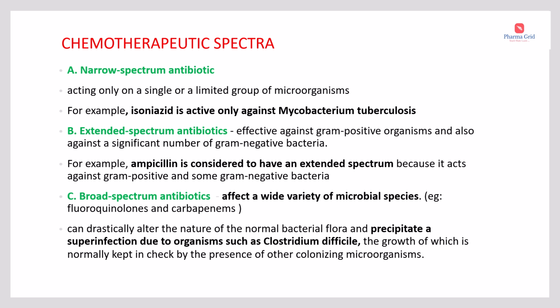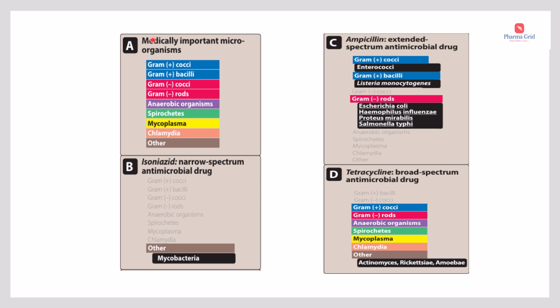For example, fluoroquinolones and carbapenems can drastically alter the nature of the normal bacterial flora and precipitate a superinfection due to organisms such as Clostridium difficile, the growth of which is normally kept in check by the presence of other colonizing microorganisms. Here you can see these are the medically important microorganisms: gram-positive cocci and bacilli, gram-negative cocci and bacilli, then anaerobic organisms, spirochetes, mycoplasma, chlamydia and others.